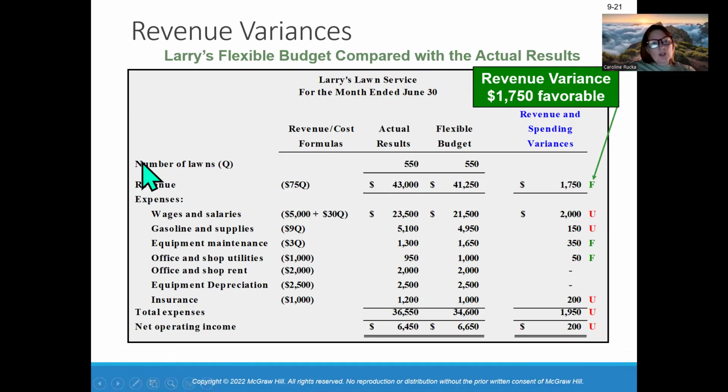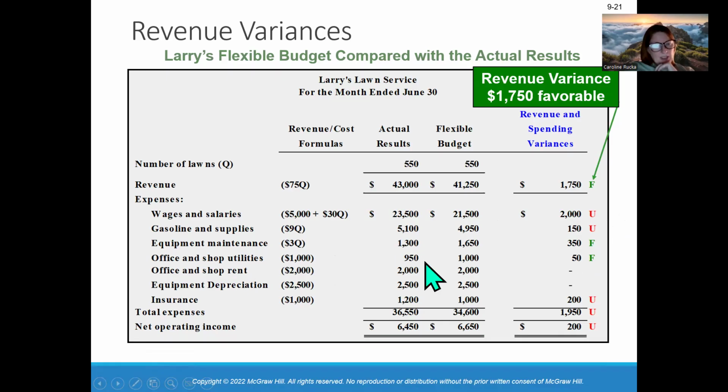So number of lawns, our flexible budget versus our actual results. Same number of lawns in each. We are expecting revenue of 41,250. We actually got revenue of 43,000, so our revenue is favorable. Wages and salaries, we paid more than we budgeted, so that's unfavorable. Gasoline and supplies, more than what we anticipated, so that's unfavorable. Equipment and maintenance, less maintenance than we anticipated. We anticipated 1,650. We actually had 1,300, so that's favorable.